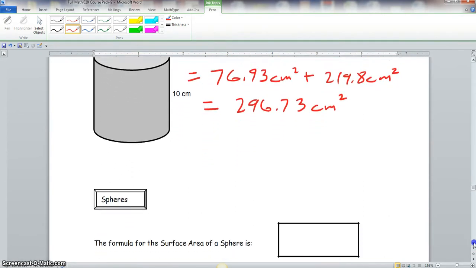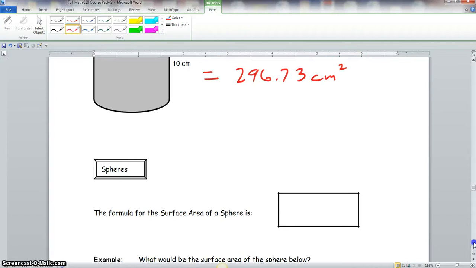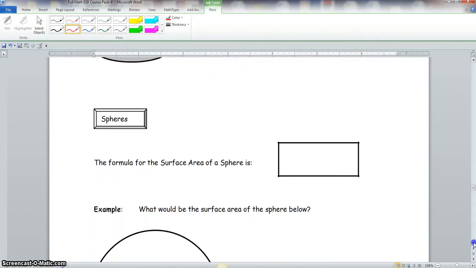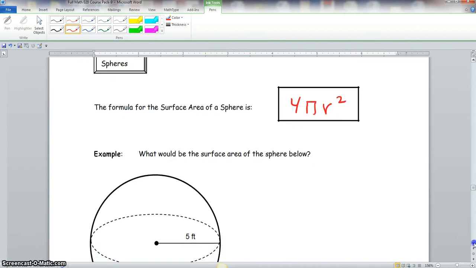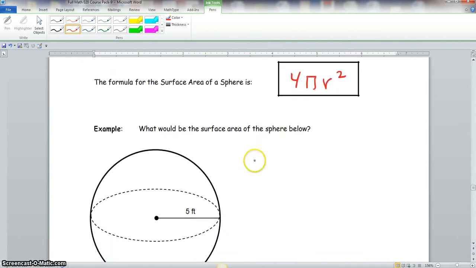Now we come here to spheres. It says the formula for the surface area of a sphere is, now again, we can go back to that formula sheet. The surface area is equal to 4 pi r squared. Now, we're asked to find the surface area of this sphere. So we have surface area is equal to 4 pi r squared.